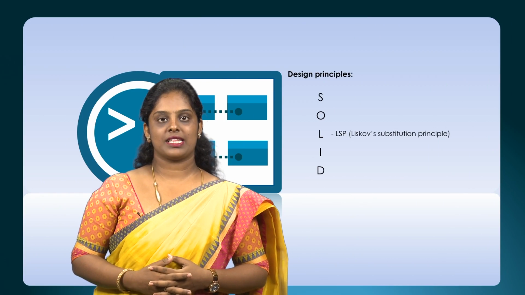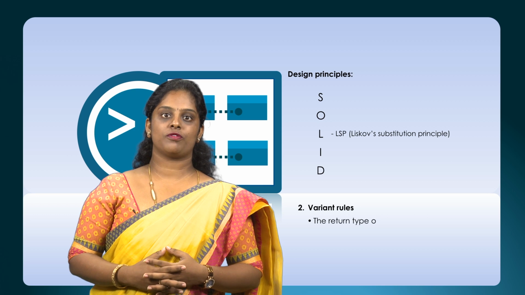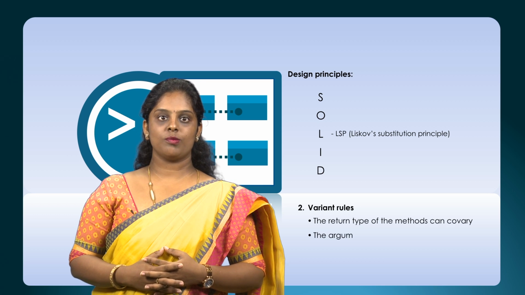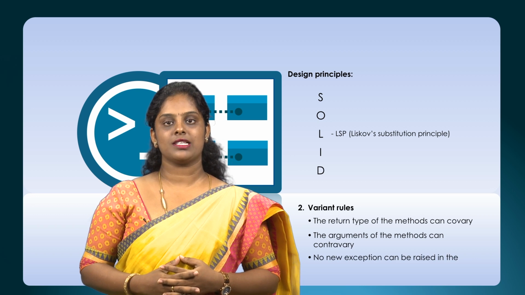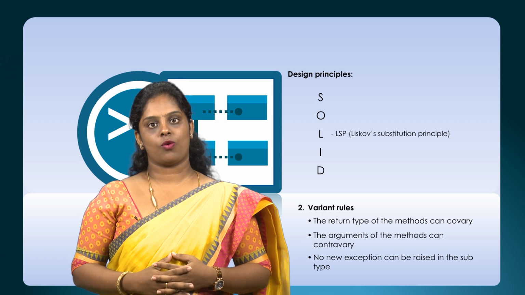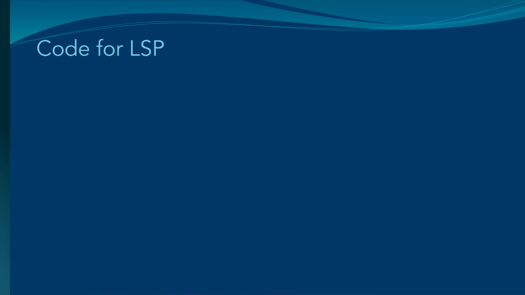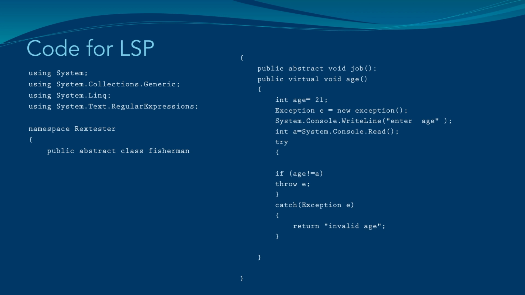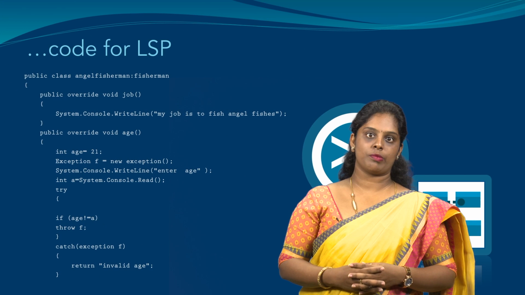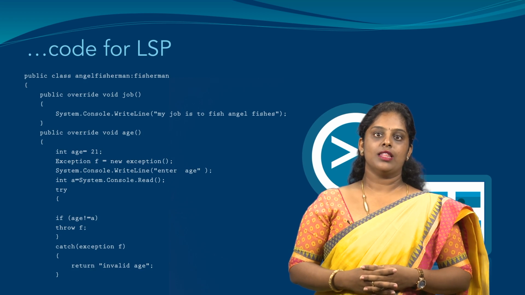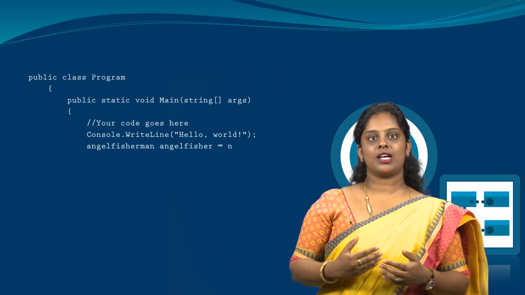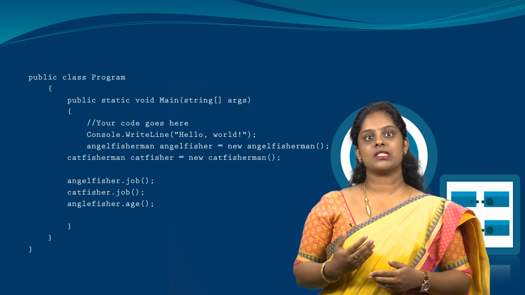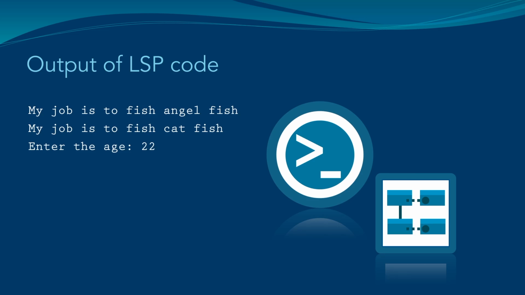There are three variant rules, and they are: the first one, the return type of the methods can covary. The second one, the arguments of the methods can contravary. The third one, no new exception can be raised in the subtype. To implement the LSP code, we will alter the same Fisherman class as shown here. Here, we have an additional function in the class Fisherman which records the age of the fisherman. The age of the fisherman is set to 21, and any input given to the age other than this will give an error, and the same is handled as exceptions. This shows us how not to strengthen the precondition.